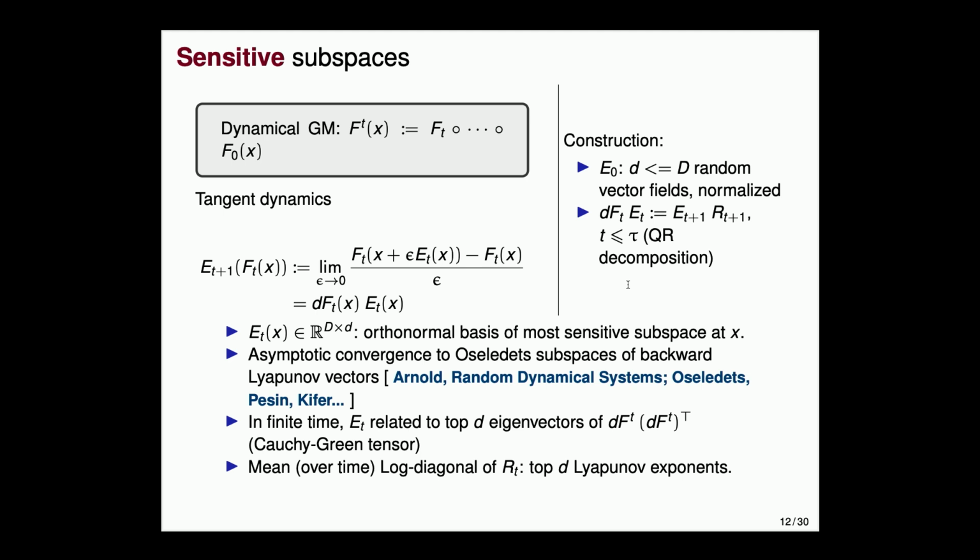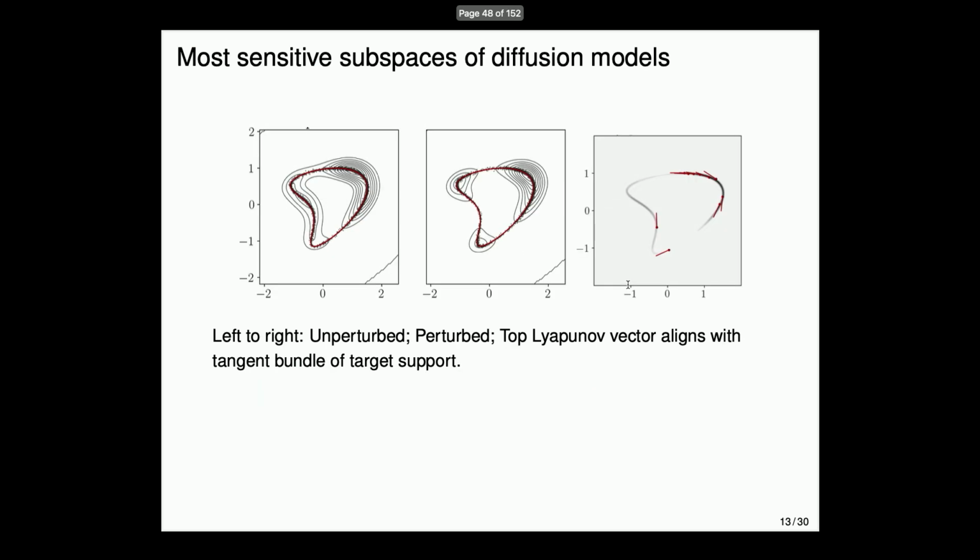And to recover what are called Lyapunov exponents, defined again for finite time, we will define them as the mean of the log diagonal of these R matrices. So this is a very easy construction to recover the most sensitive directions in the tangent space, as well as the corresponding exponents that tell you how fast errors are growing or decaying on an exponential scale. Okay, this is all well and good.